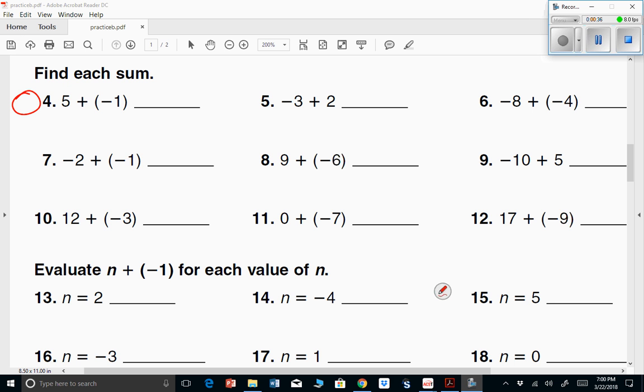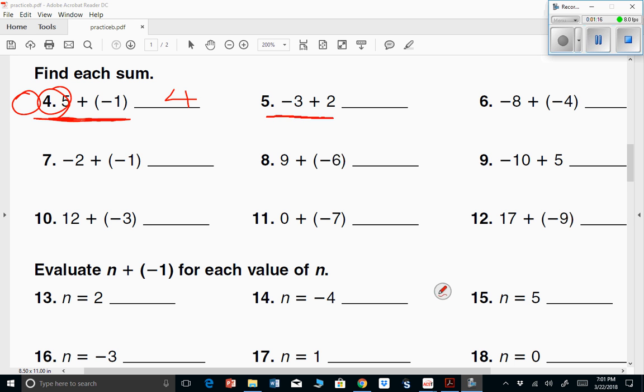5 plus -1. When you add two numbers whose signs are different, which is the case in this problem, the signs are different. That 5 is positive and the -1 is negative. You subtract their absolute values. So you take the bigger absolute value, which is 5, and you subtract 1, and that gives us 4. And then you keep the sign of the one with the bigger absolute value. 5 is bigger than 1, and 5 is positive. So our answer is positive 4, and there's no need to write the plus.